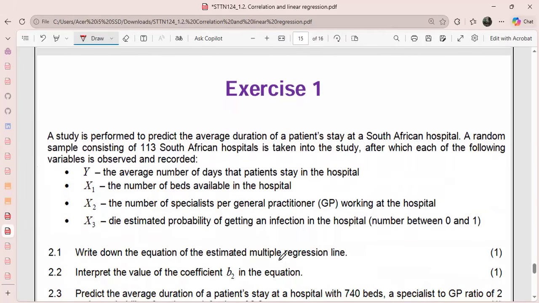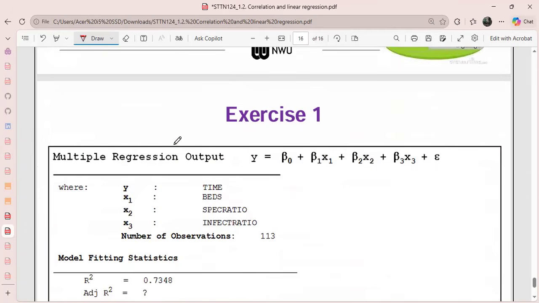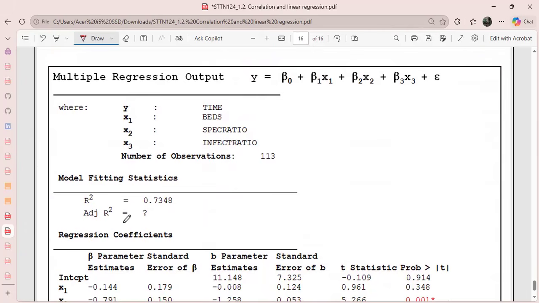So this is exercise 1. You should be given a stat 1.2 output. Where is it? You see, they put a question mark here. They want you to calculate that stat 1.2 output. What do you need to calculate it? You need n, number 1. You need n, this one. You also need R squared, and what is your R squared? 0.7348. And you also need what? You also need k. So for the value of k, remember how do you get the k?